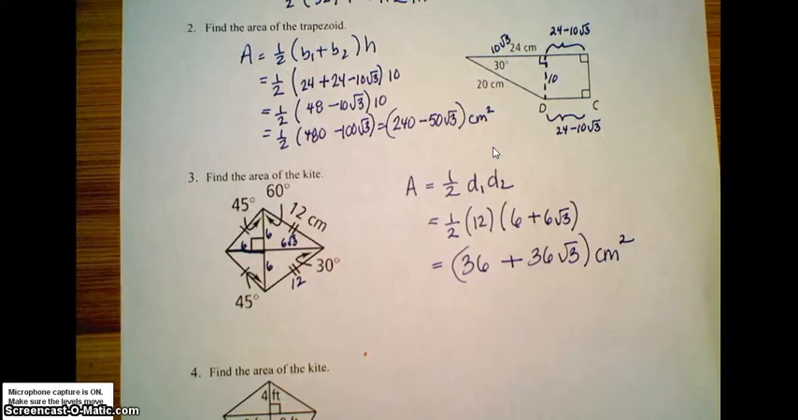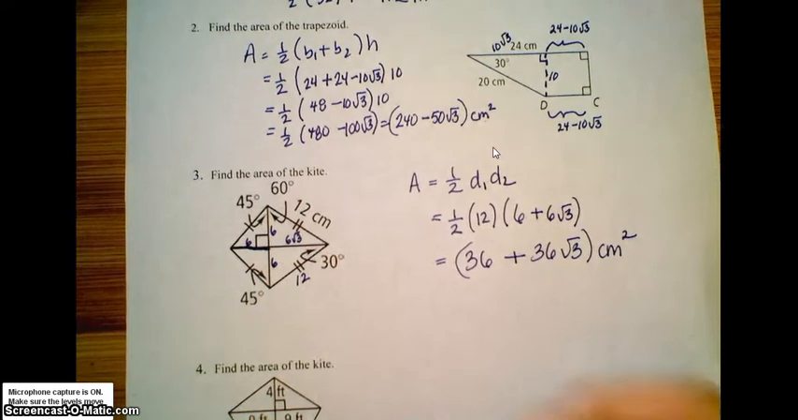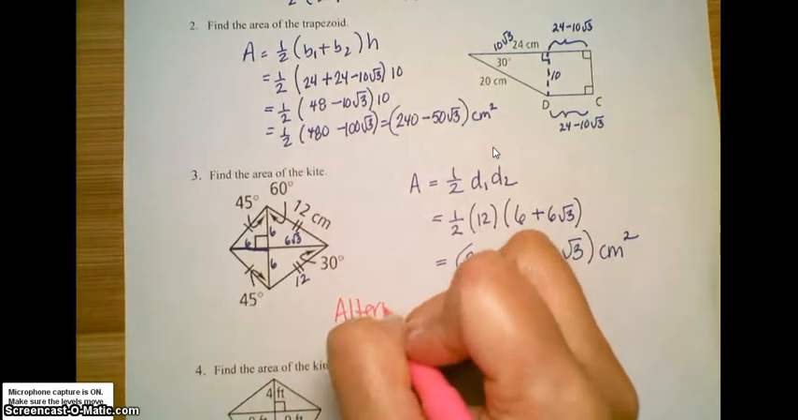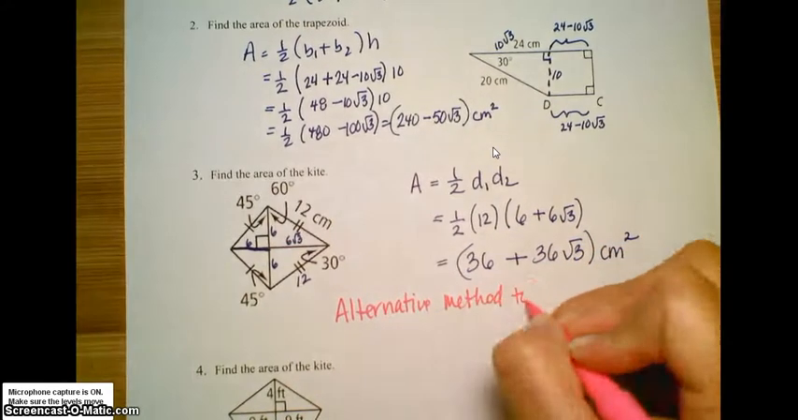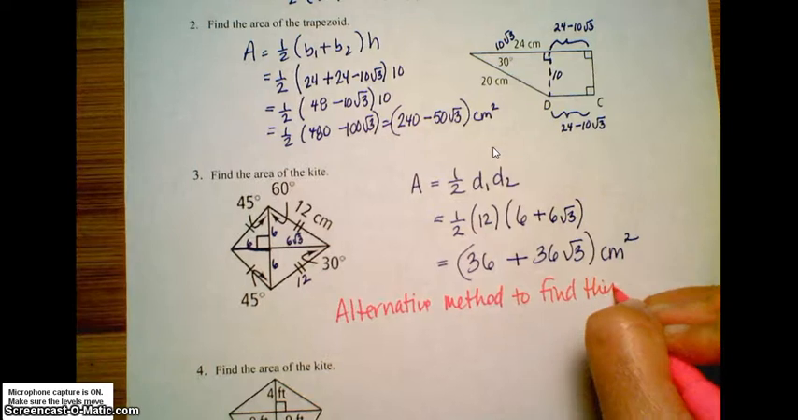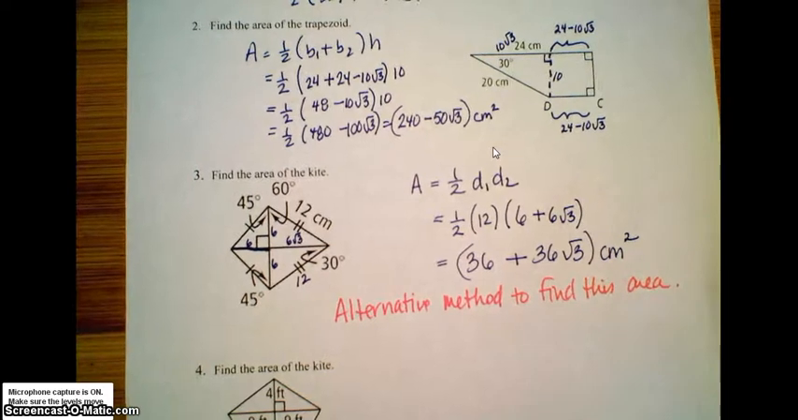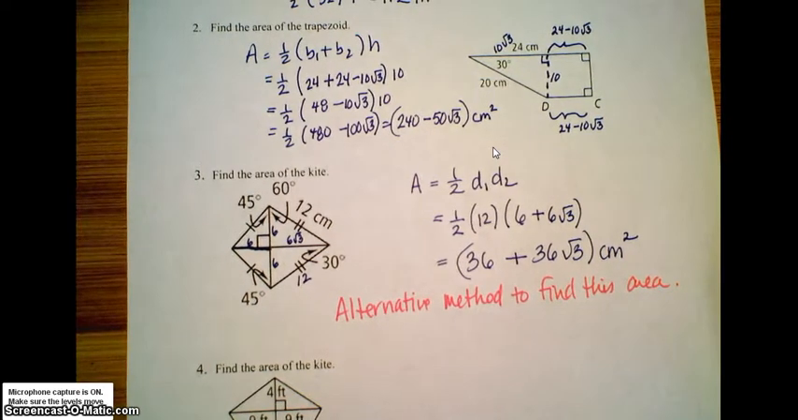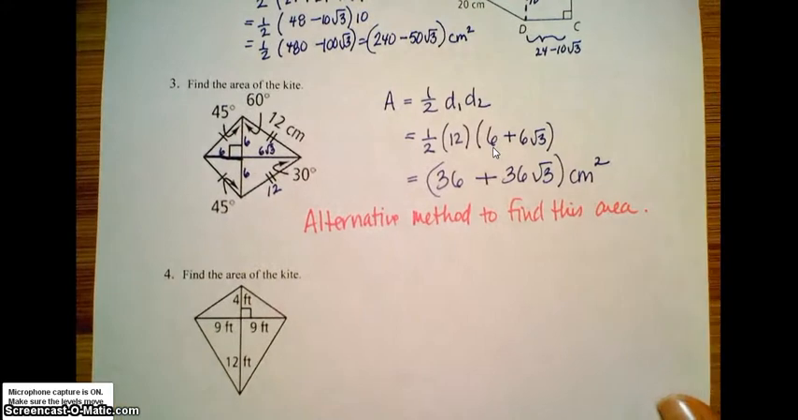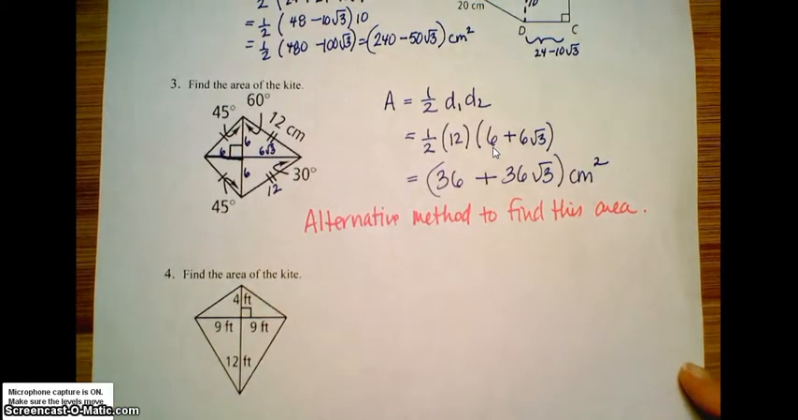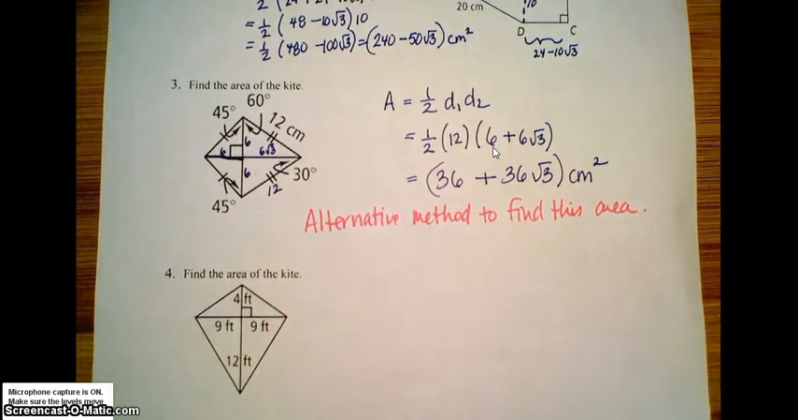Now, I also want you to think of, and this is some homework for you, an alternative method to find this area. How else could you have approached this problem and been able to come up with the complete area of the kite? Okay. We are going to skip example 4, it's another kite, and we are going to move on to example 5 on the next page.